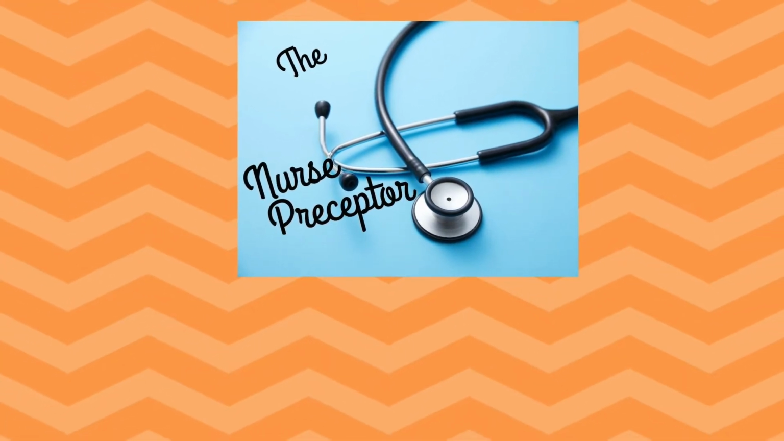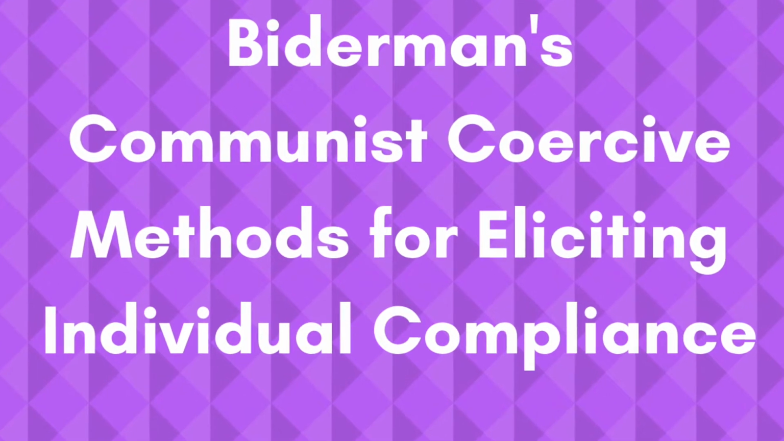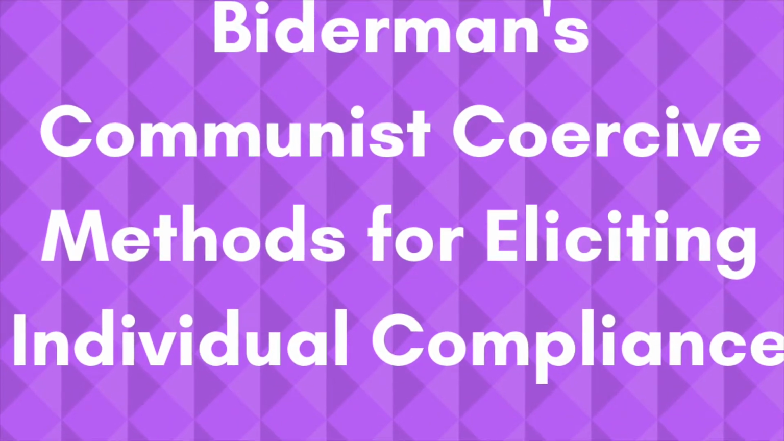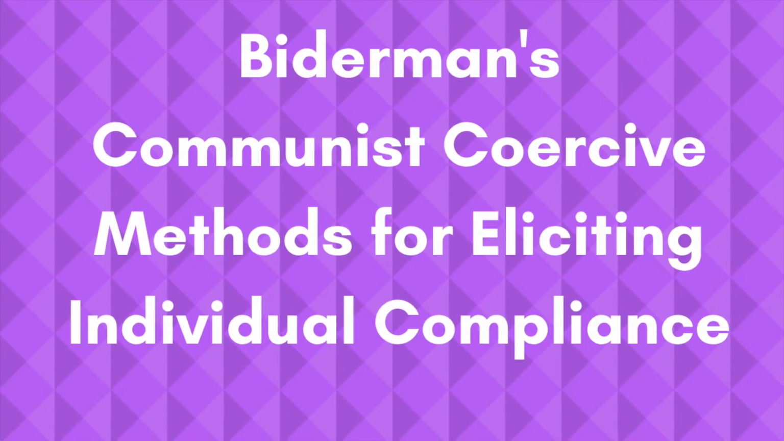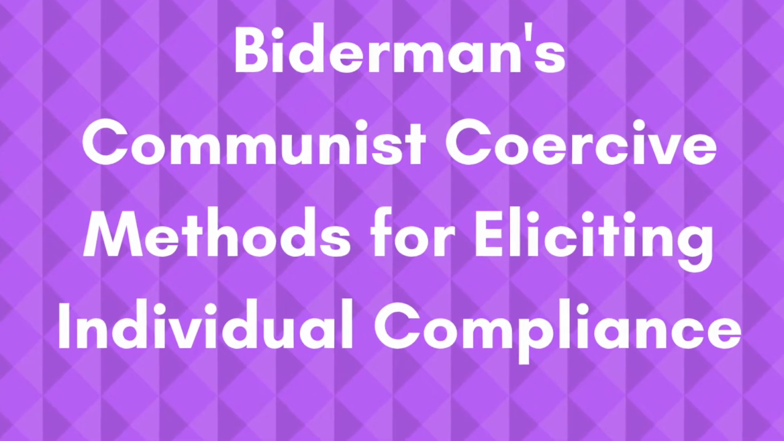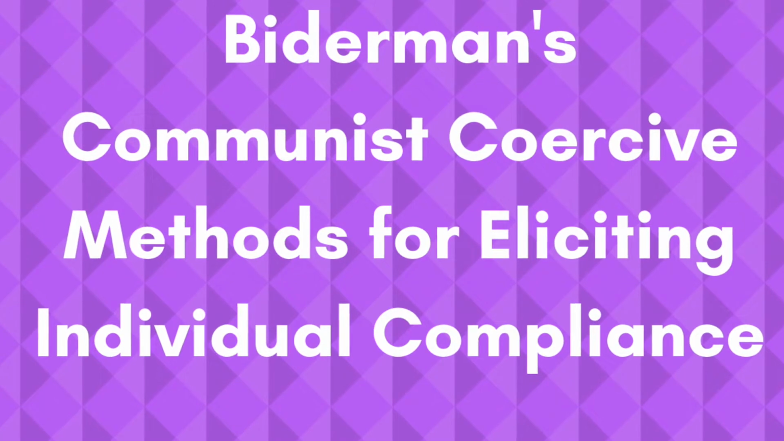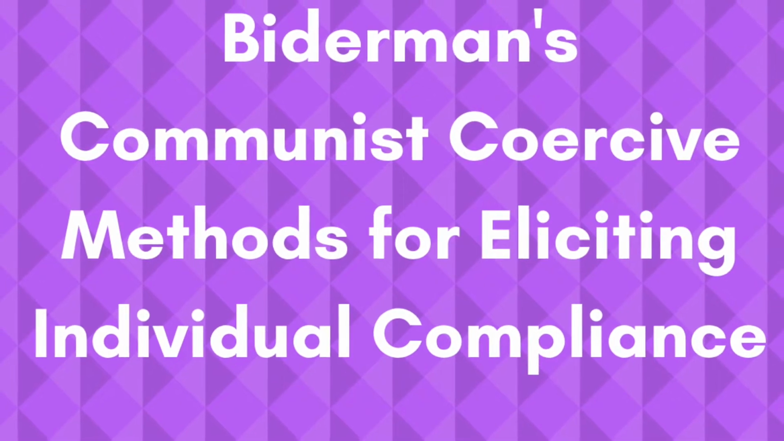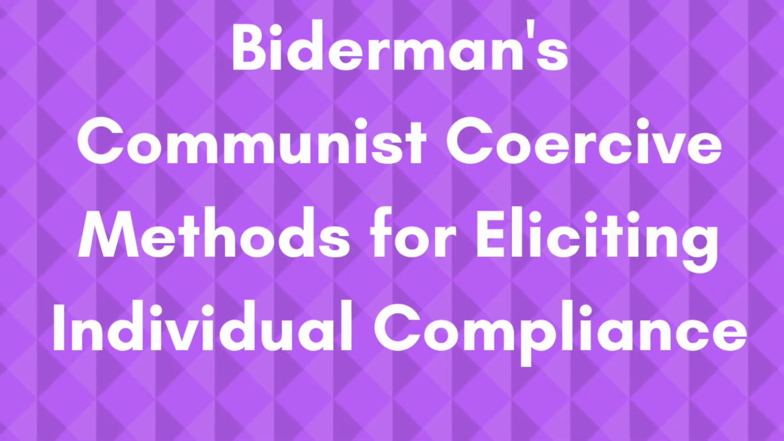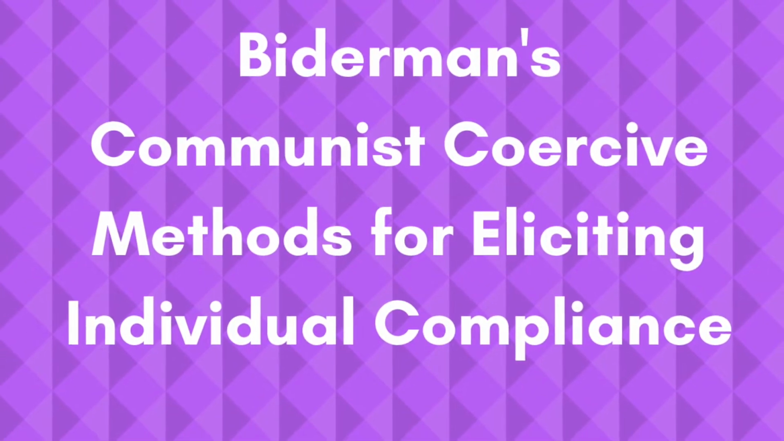Welcome back. If you have not yet seen the last video on Biderman and isolation, you need to do that before you watch this one, because we're moving to the second method from Biderman's Chart of Coercion from 1957. It is from his Communist Coercive Methods for Eliciting Individual Compliance. Method number 2 is Monopolization of Perception.